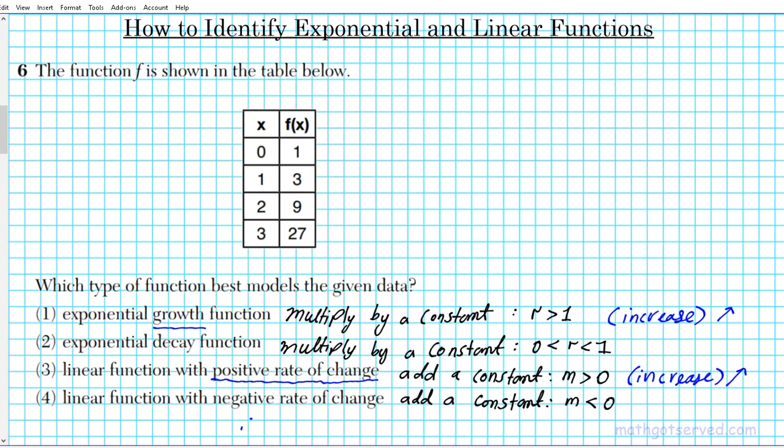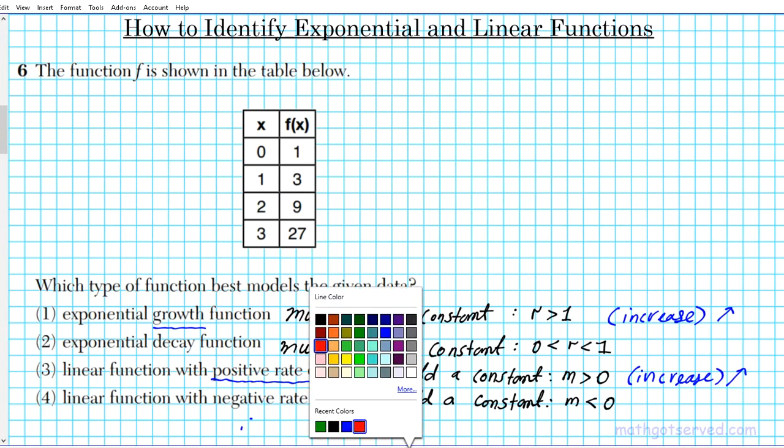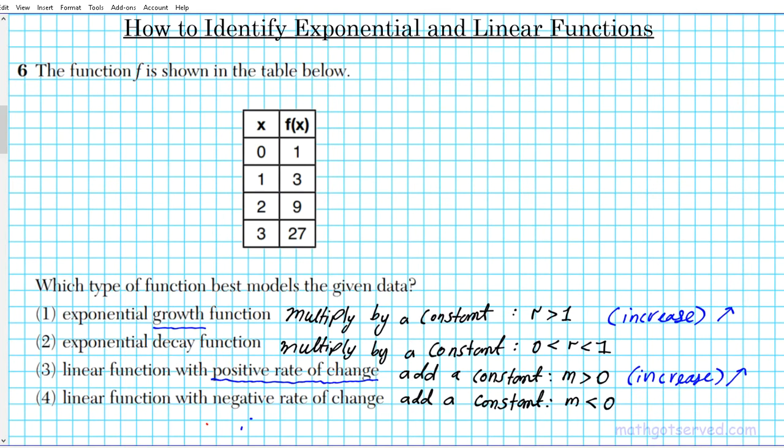Now, what about decay and negative rate of change? Decay basically indicates that the function is going to be decreasing. That's what decay does, right? The amount is going to be reducing. So decay means it's going to be decreasing. And a negative rate of change basically means you have a negative slope. What do you know about lines with negative slope? They're decreasing. So just by considering the behavior alone, you should be able to eliminate options.